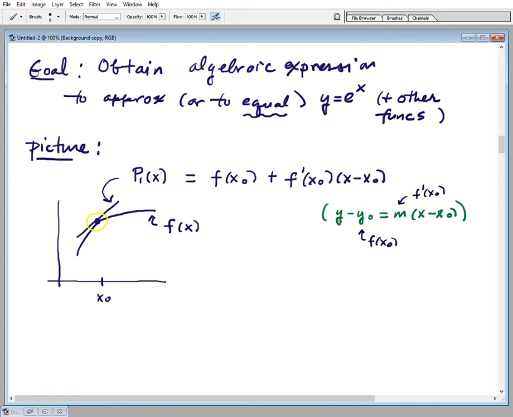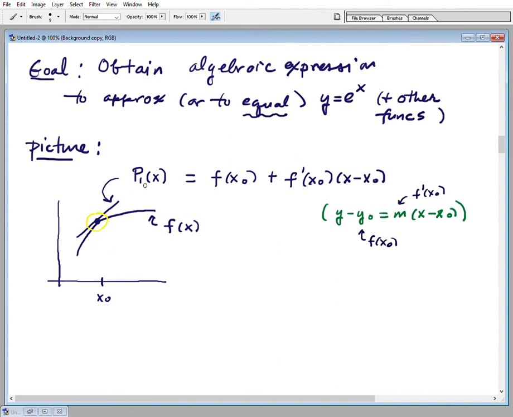And for y, that's the p1 of x. So we're just using the formula for the equation of a line. All right, and that's our first polynomial. So we're saying, okay, that's our first approximation of f of x. And it'll be a good approximation very close to x0, and then it gets bad over here and here. It starts getting bad very quickly.